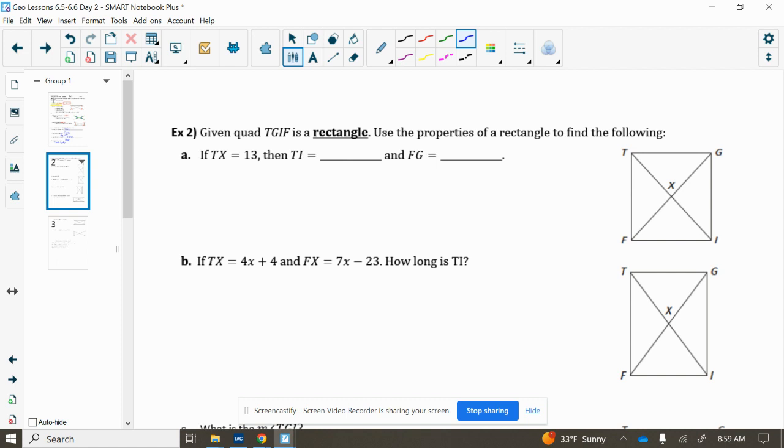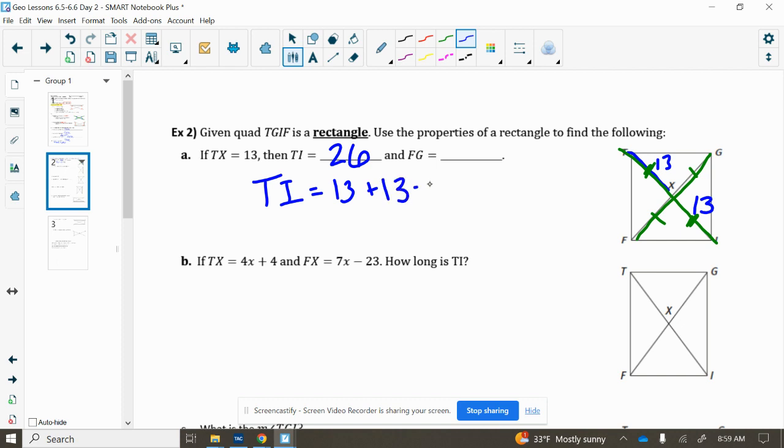All right, as we move on to the next page, we are told that our figure TGIF is a rectangle. So we are given the length to start that TX is 13, and we're looking to find the lengths of our diagonals T to I and F to G. Well, we know that those diagonal pieces, again, are all congruent to each other. So if T to X was 13, so is X to I. So the whole length of T to I then would be 26. And if T to I is 26, from adding those pieces together, F to G, the other diagonal, has to be equivalent to that because the diagonals are congruent.